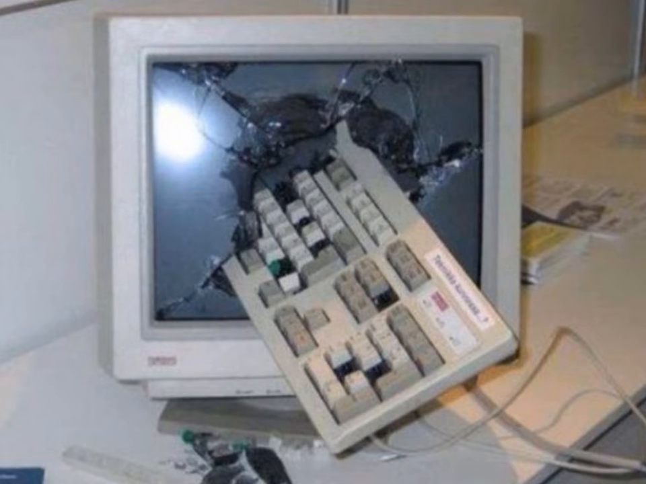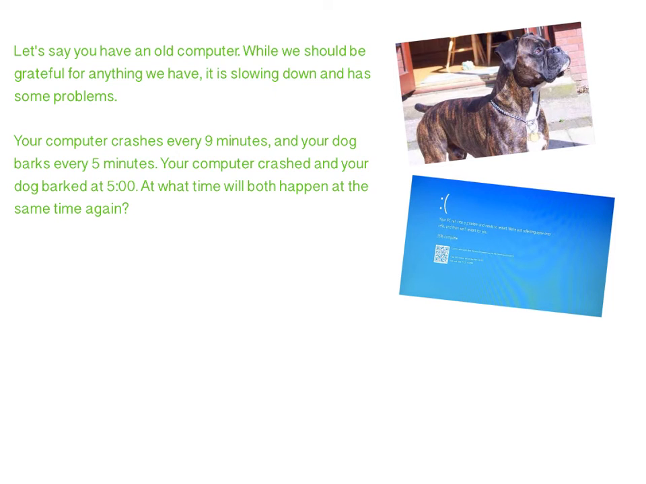This is an example of a bad idea. So when your computer crashes, probably shouldn't throw your keyboard through it. So just a little public service announcement there.